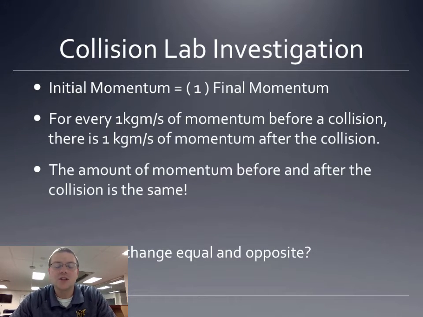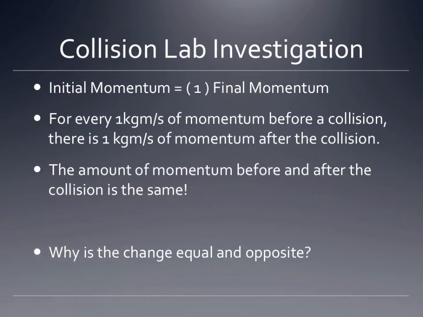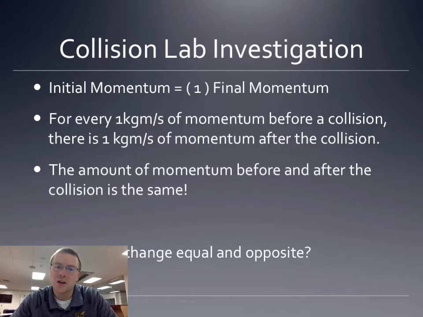There is a change though. It's an equal and opposite change for each object. Say you had the one car coming in and pushing the other car that was at rest. The car that was coming in slowed down and had a loss of momentum, and the other car had a gain in momentum. And the reason it's an equal and opposite change, go right back to Newton's third law. If I push on you, you've got to push back on me with an equal and opposite force.